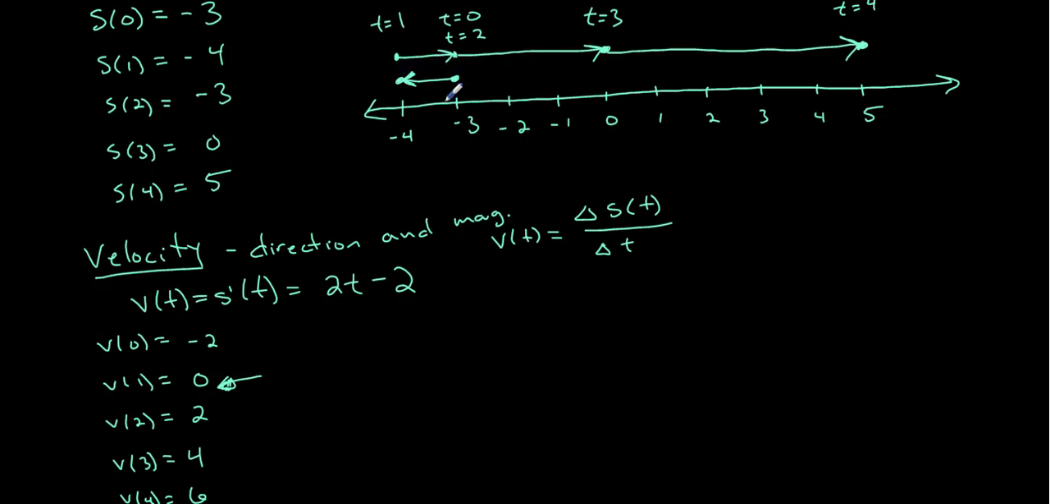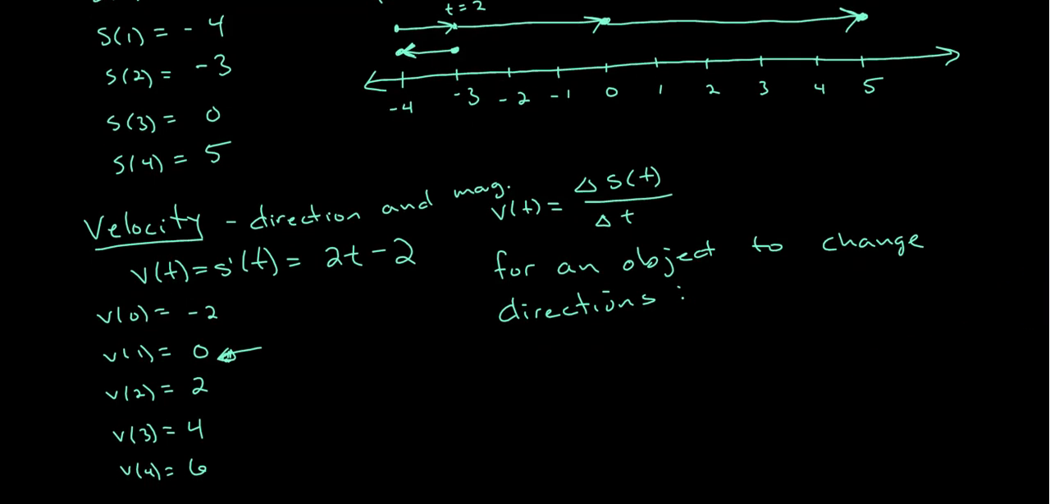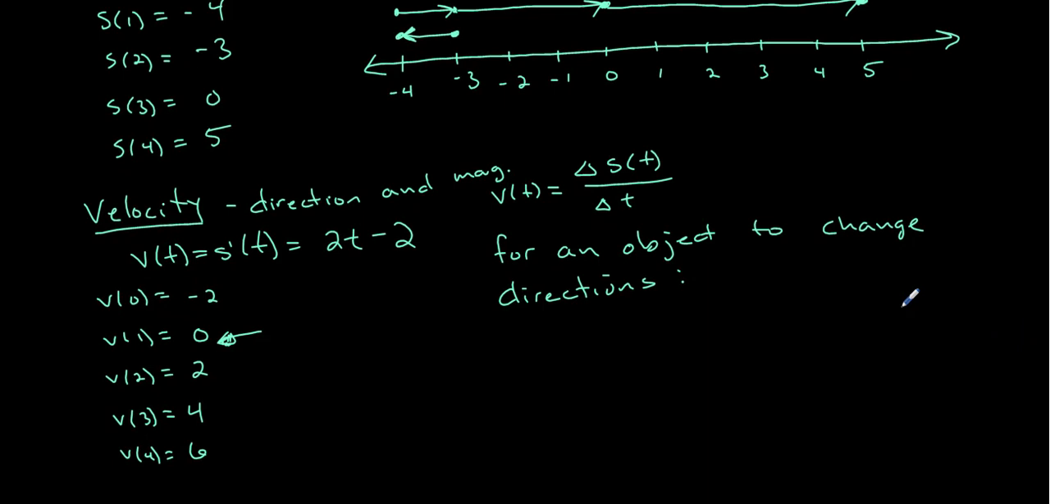Change direction, right? So notice here, t equals 0, we have a negative velocity, and we have then a positive velocity, okay? So what does that mean for an object to change directions? I'm not talking about acceleration yet. For an object to change directions, let's talk about this in terms of velocity, because that's what we're going to have to do. For an object to change directions, what has to happen?